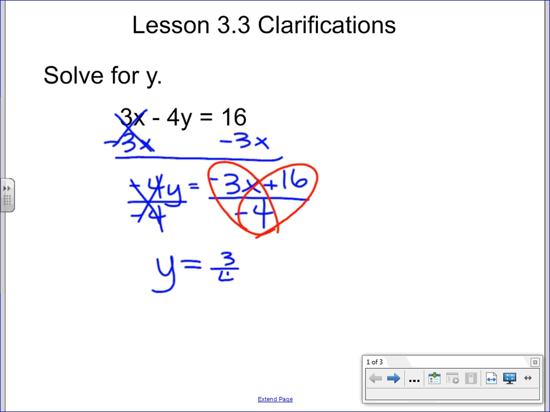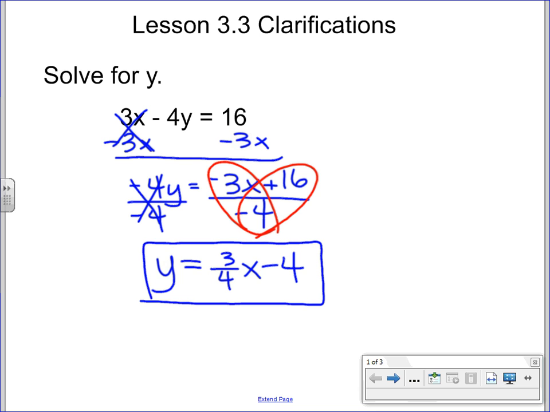So that's going to be a positive 3 over 4x. And then we have a positive 16 divided by a negative 4. That's going to give us negative 4. So y equals 3/4 x minus 4. Now we've solved for y and we've simplified both sides of the equation. I just want to reiterate, this is slope-intercept form, because slope-intercept form is y equals mx plus b. We've got our y, we've got our slope, we've got our x variable, and we've got our y-intercept, which is the variable b.